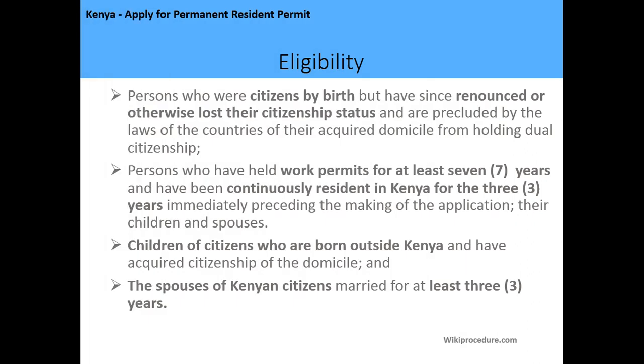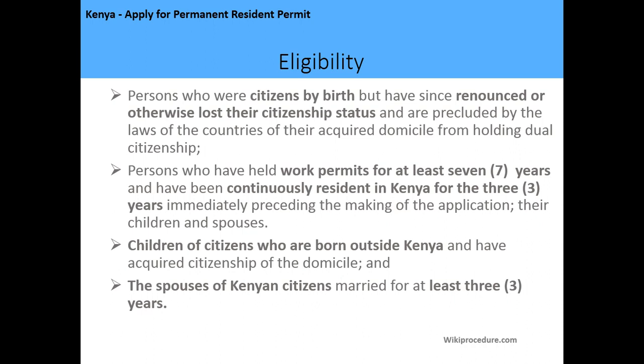The eligibility is that persons who were citizens by birth in Kenya but have since renounced or otherwise lost their citizenship status, and are precluded by the laws of other countries of which they have acquired domicile from holding dual citizenship, can apply for a permanent residence in Kenya.